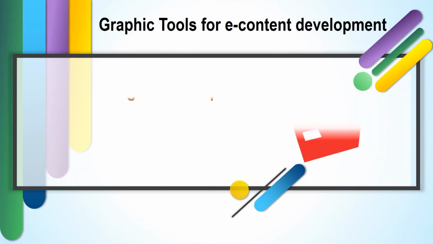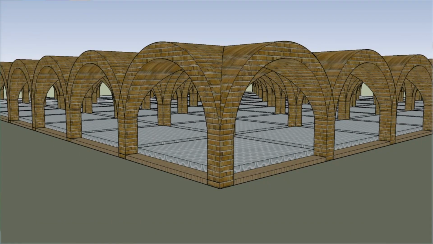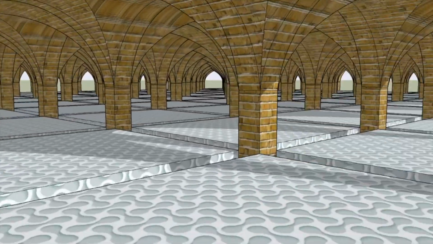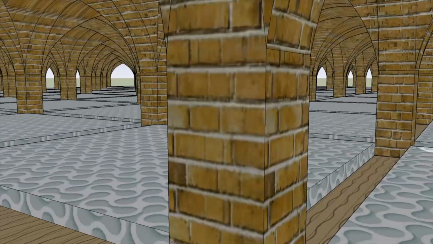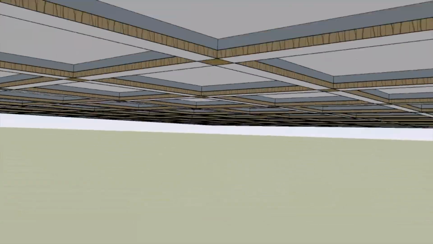Next software I have written here is Google SketchUp. As GIMP is for 2D image editing, Google SketchUp is for 3D image editing. This is basically used for 3D modeling. And Google SketchUp, as you have seen, is used for animation also, not to a large extent, but to a smaller extent it can be used for animation of the 3D models.